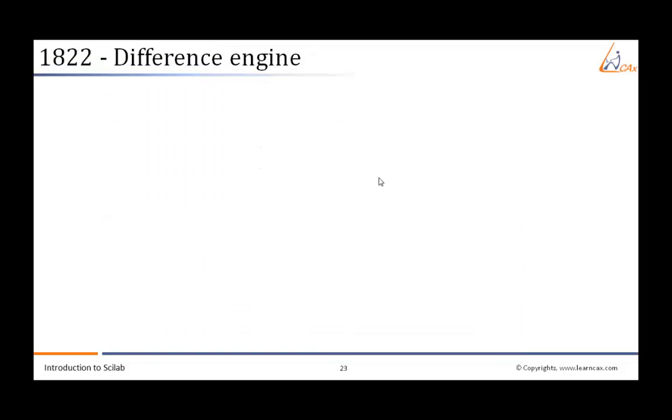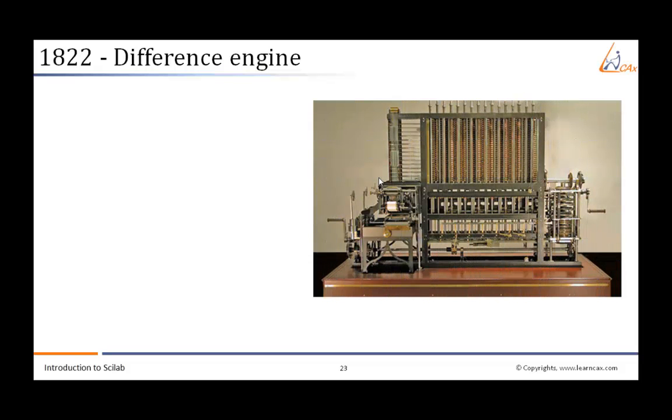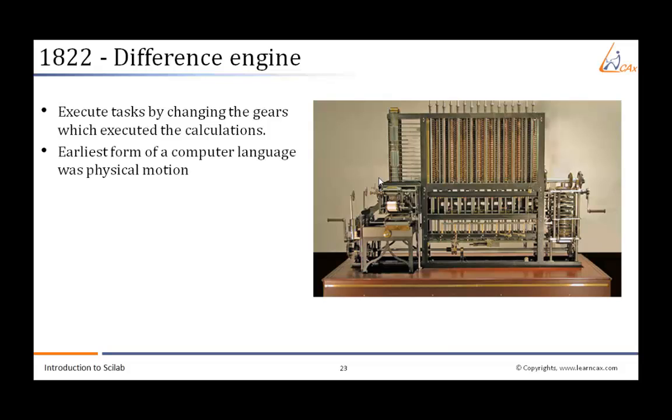So the first computing engine was the difference engine. It executed tasks by changing gears, which executed the calculations. So this was sort of a programming or calculating machine, or the first calculator or the first computer that is known. It is the earliest form of computer language, which was physical motion. So the computer language was actually physical motion here. It had a lot of gears which made polynomial function calculations, and it was the first automatic computing engine.